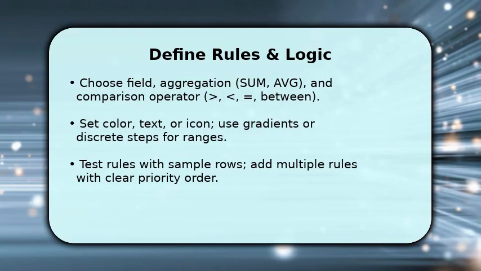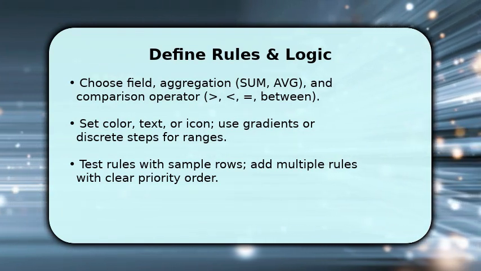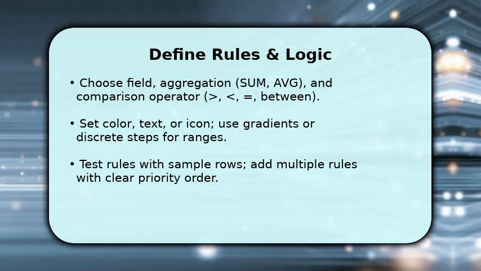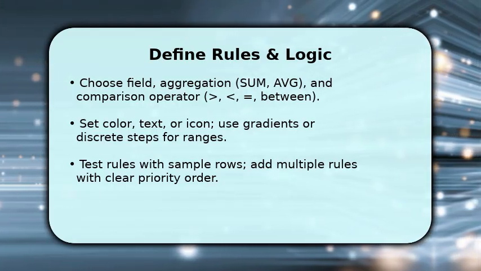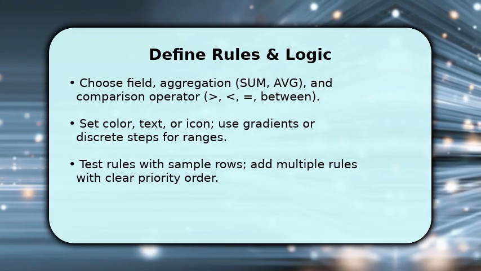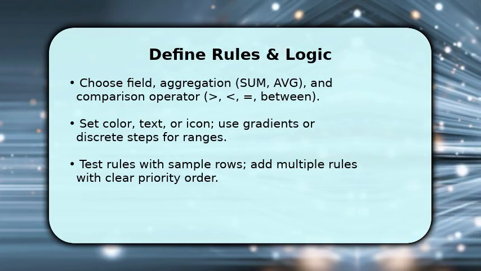Once the editor is open, pick the field and aggregation you want to evaluate, sum, AVG, or raw field. Then select the comparison operator like greater than, less than, or between. After that, assign formatting. Choose solid colors, gradients, or icons to represent thresholds. Discrete steps work best for tiered KPIs.